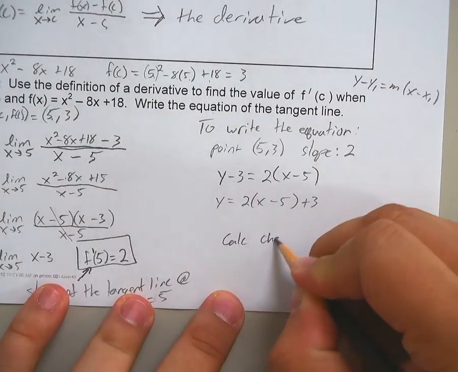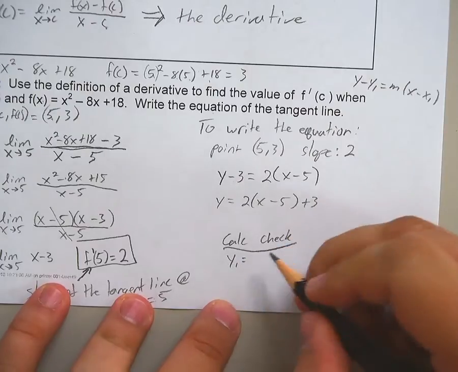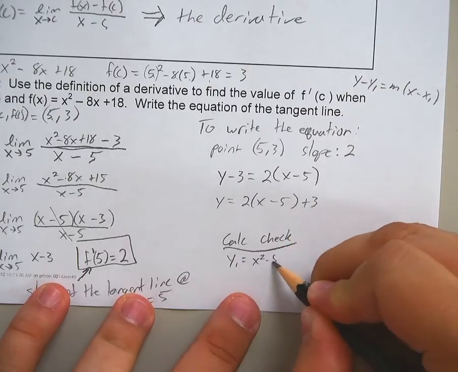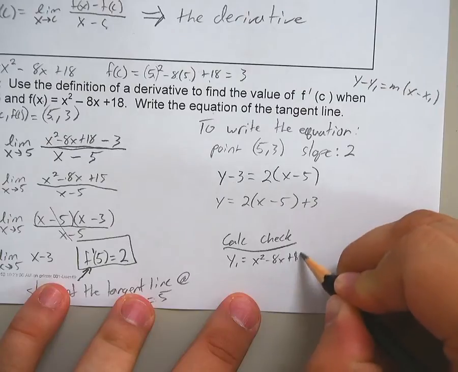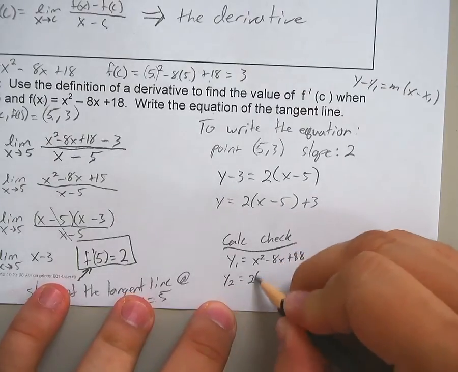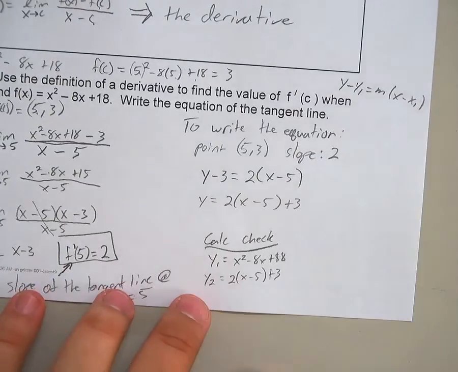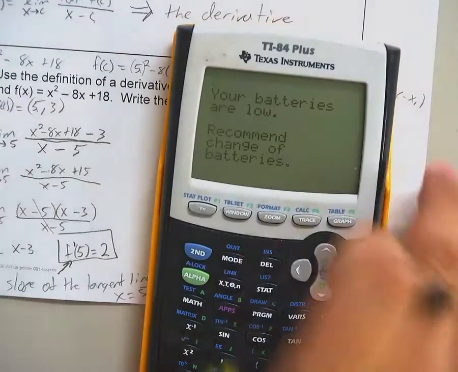Calc check. y1 is going to be your original function, plus 18. y2 is going to be the new guy. So let me show you what this actually looks like here.